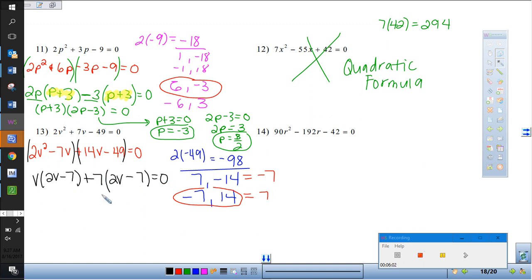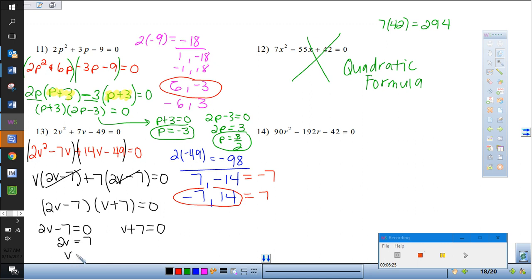And you know you're doing it correctly when they end up with this binomial in common. So I now bring that 2v minus 7 in front. And when I take that out, I'm left with v plus 7. So 2v minus 7 equals 0. V plus 7 equals 0. 2v equals positive 7. V equals 7 halves.